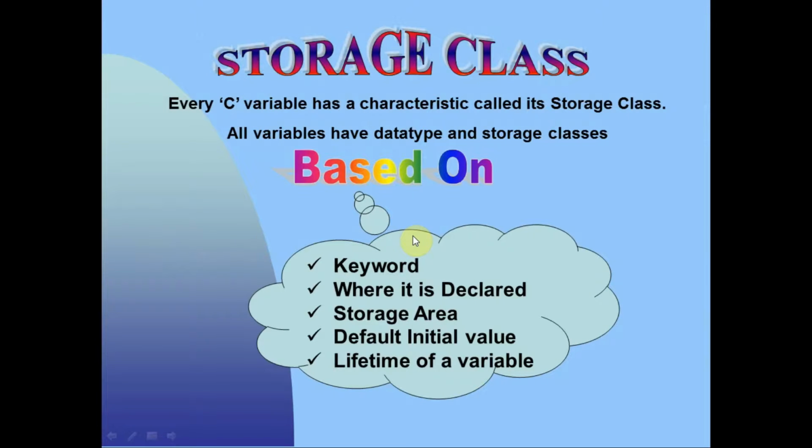The next one, storage classes. Every C variable has a characteristic called its storage class. All variables have a data type and a storage class, based on keyword, where it is declared, storage area, default initial value, and lifetime of a variable.